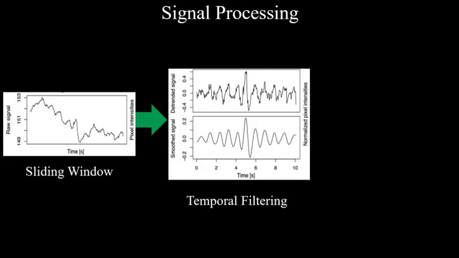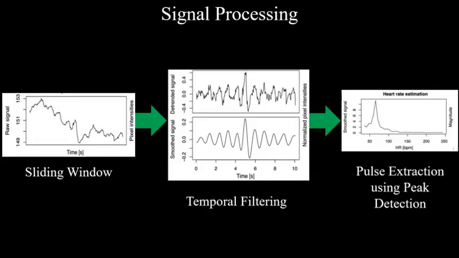Step 3. Signal processing extracted heart rate signals. The extracted raw average pixel intensities per second are concatenated to a normalized 30-second sliding window every second. The signal is then temporally filtered, and using peak detection, the heart rate is found.